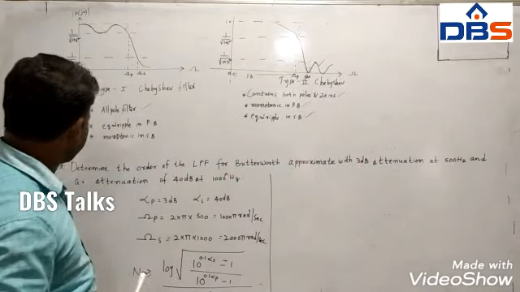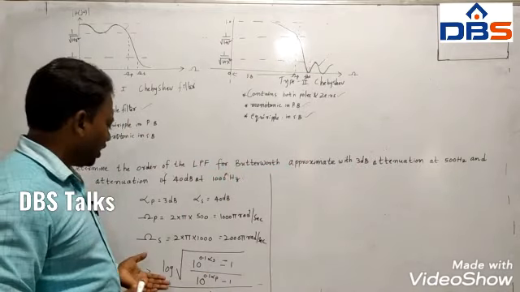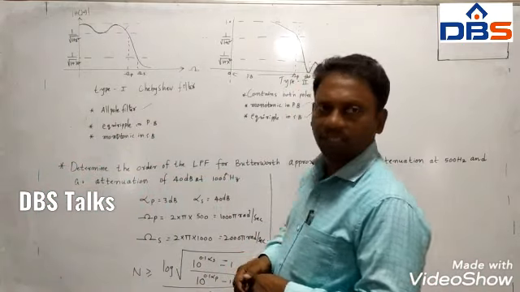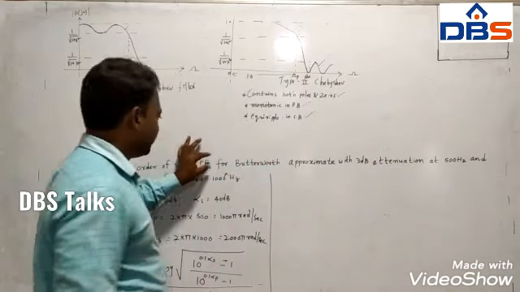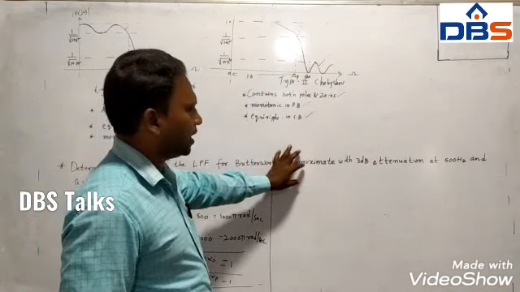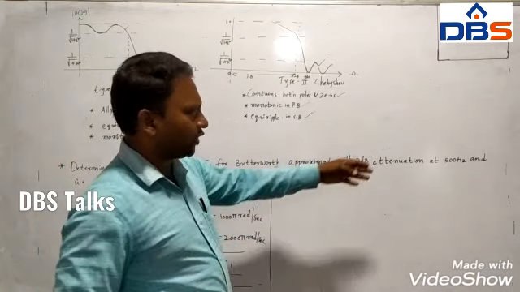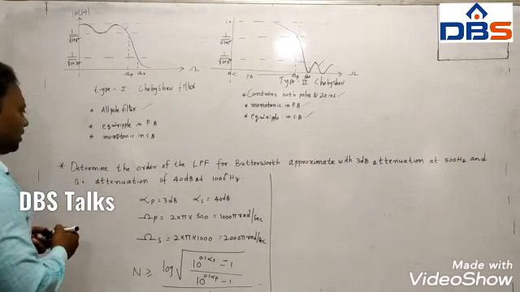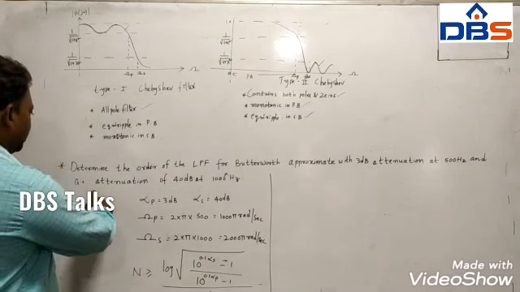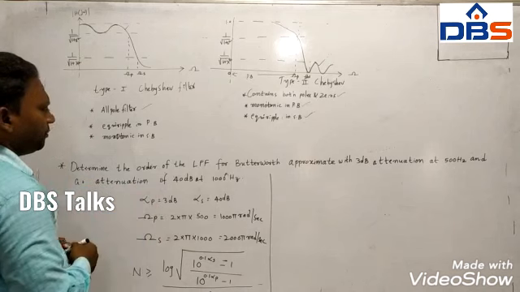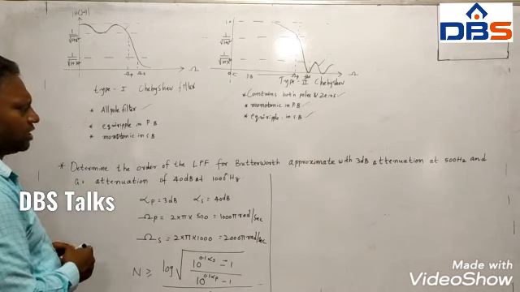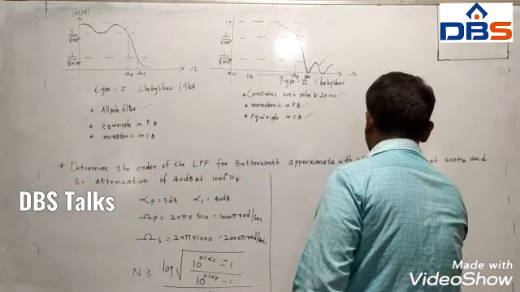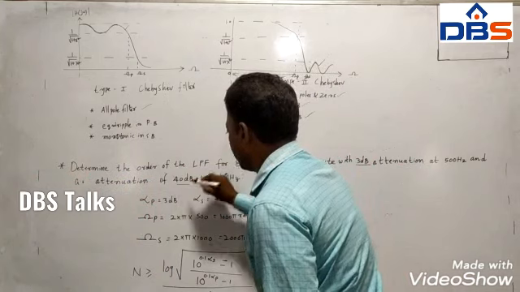Now we will see one problem: how to find the order of a given filter. Suppose, determine the order of the low pass filter for Butterworth approximation with a 3 dB attenuation at 500 Hz and an attenuation of 40 dB at 1000 Hz. Okay, you have to understand this 3 dB attenuation and 40 dB attenuation.